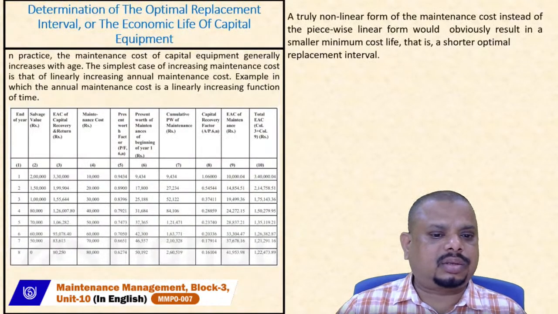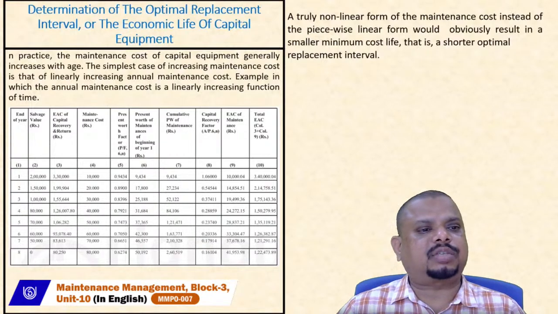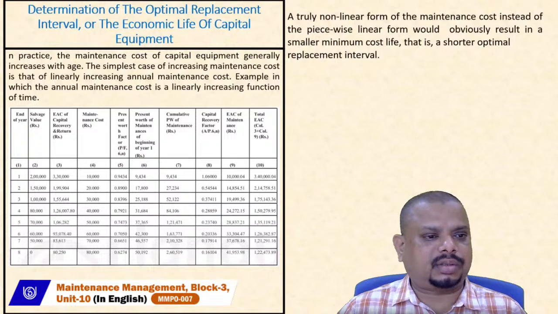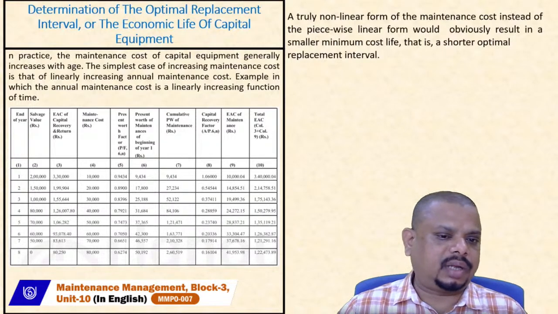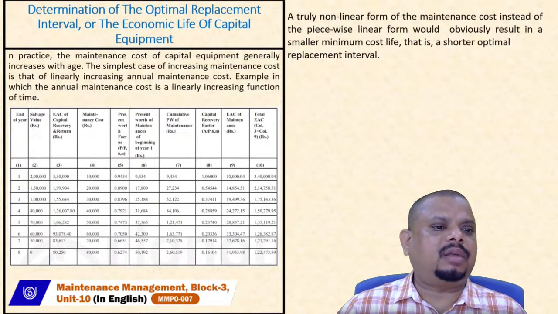Moving to the next one. Here I have given another example with respect to the determination of the optimal replacement interval, or the economic life of capital equipment. So let's understand from this particular numerical.